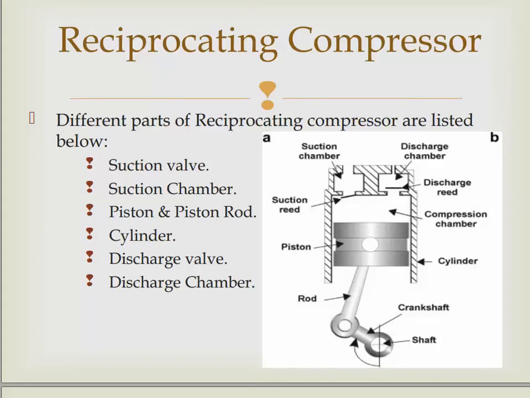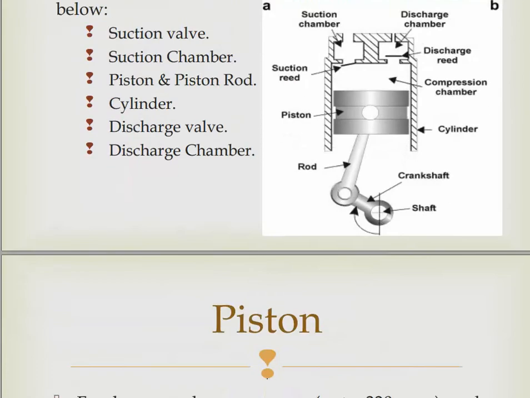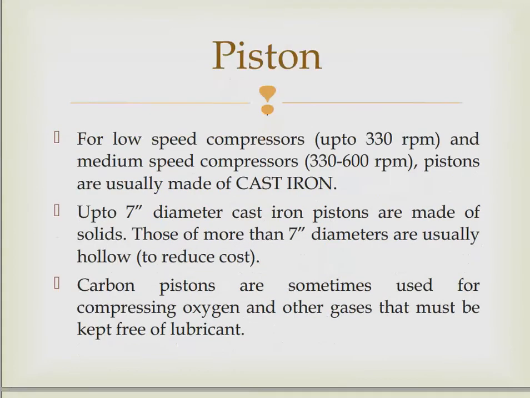For the compressor, the components we need are the suction valve, suction chamber, piston and piston rod, cylinder, discharge valve and discharge chamber. These are the main components which are used in a reciprocating compressor. Let's start with the piston, the main component of the compressor.